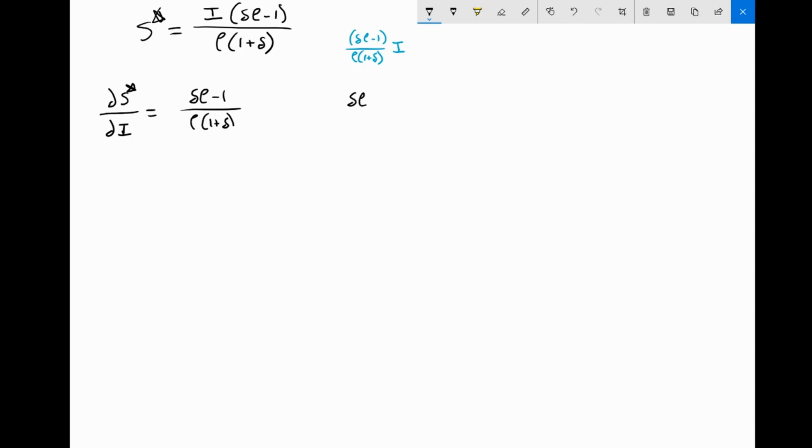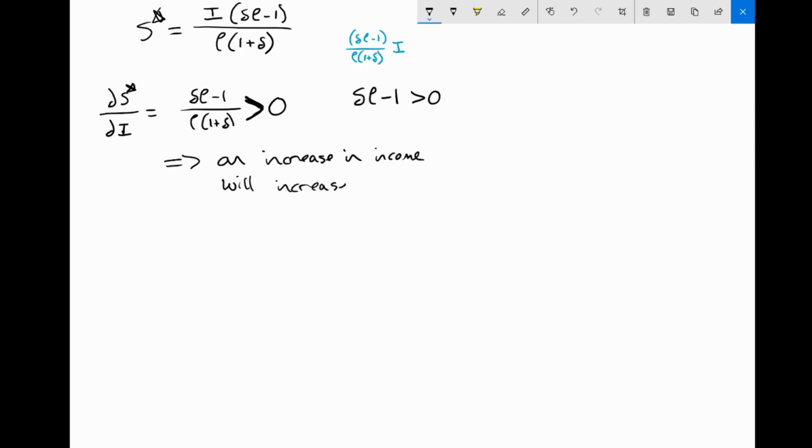If delta rho minus 1 is negative, then an increase in income would reduce savings. But let's assume for now that delta times rho minus 1 is positive. If that's the case, then this is positive, which would imply an increase in income will increase savings.